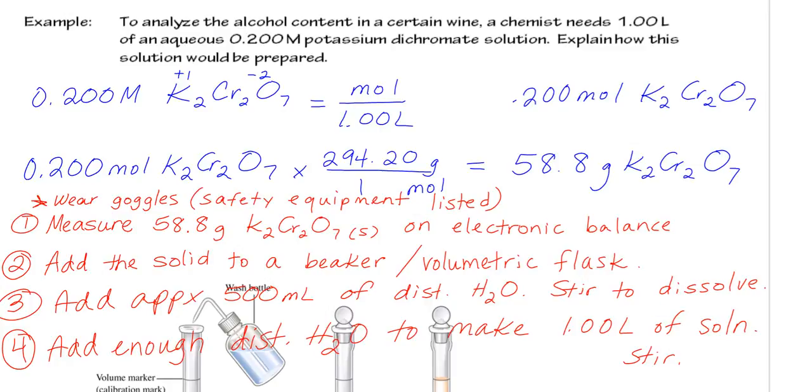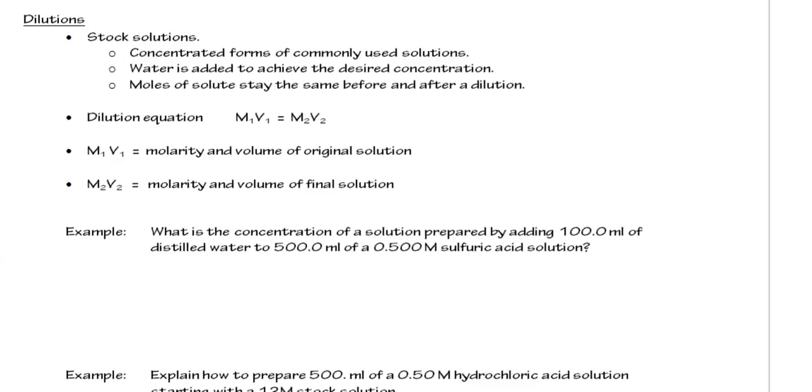And the same will go when we do a dilution. Dilutions are also pretty common. Often when I order acids, I order the most concentrated form I can get. So my hydrochloric acid comes like 12 molar. I don't need to use 12 molar acid very often, but it's cheaper to buy it that way. So we usually dilute it. We add water to achieve whatever concentration we're looking for.